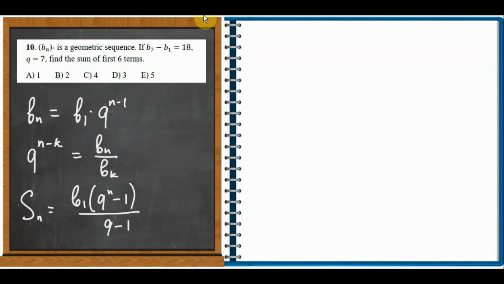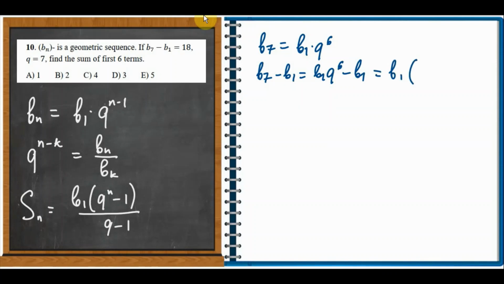Now, let's apply these formulas. B7 minus B1 is 18. We can write B7 is equal to, according to the Bn formula, B1 q to the power of 6. And B1 is just B1. So B7 minus B1 is going to be B1 q to the power of 6 minus B1. Let's take B1 outside the bracket. Q to the power of 6 minus 1 will be inside.